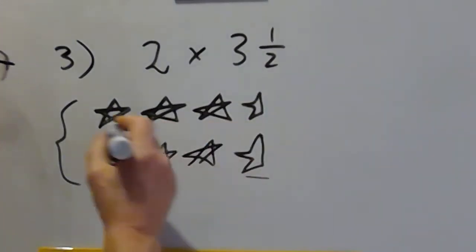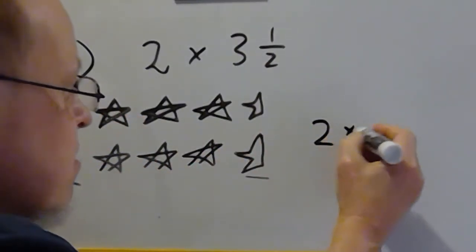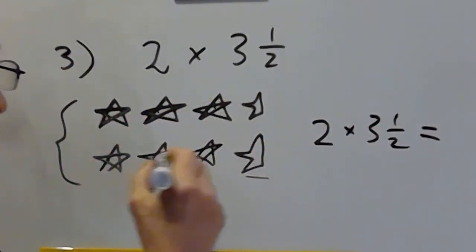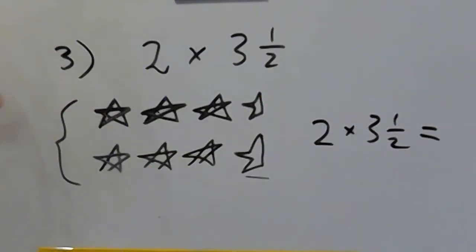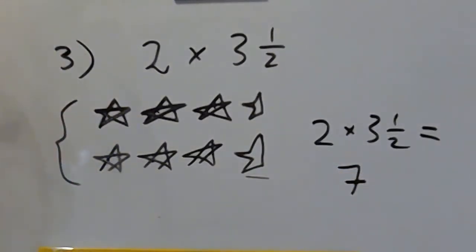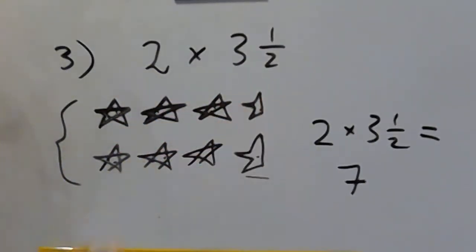So that means if I add up my stars, I get 1, 2, 3, 4, 5, 6, and then 2 halves make 7. So that means I end up with a total of 7 whole stars. So these 3 are whole stars, but when I put these 2 halves together, I will get a whole star. That'll make 7.